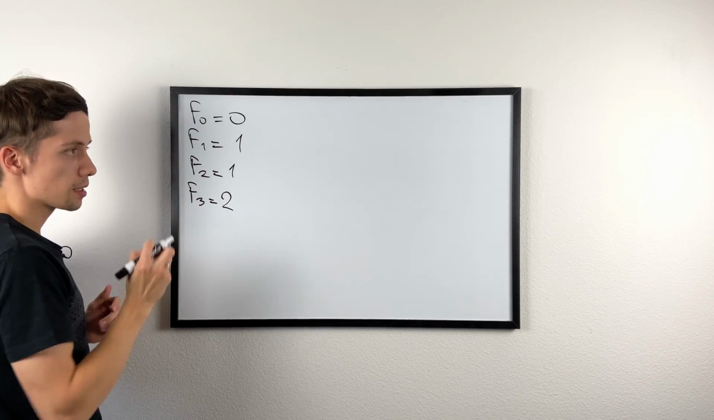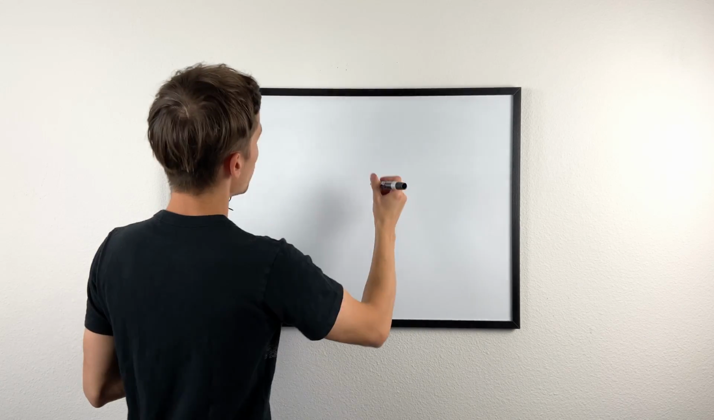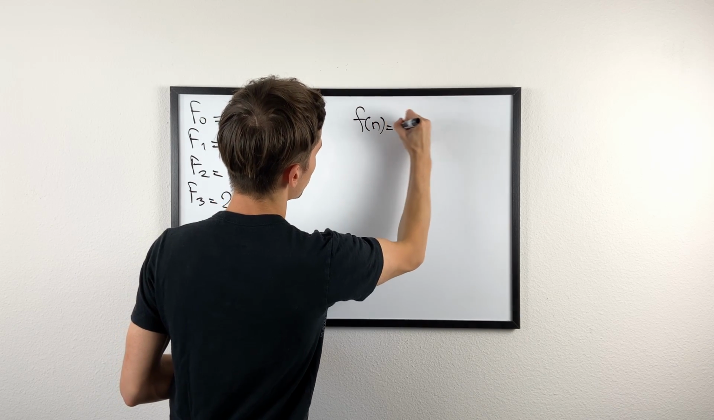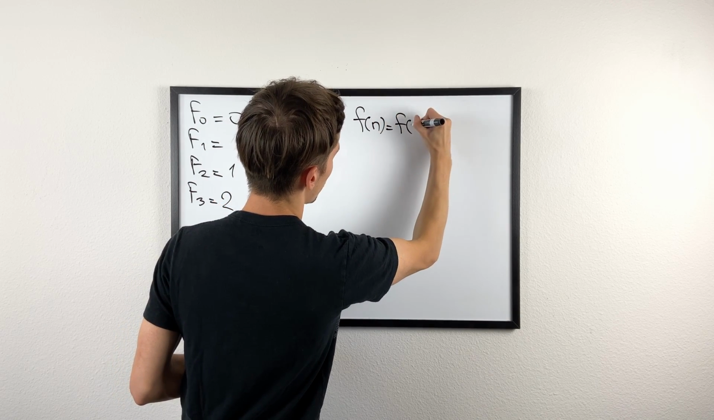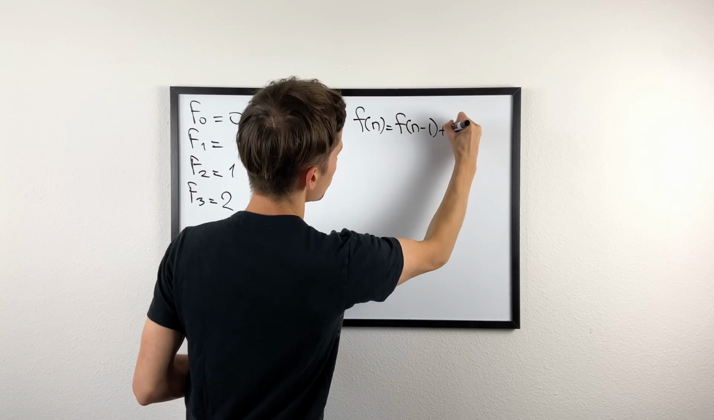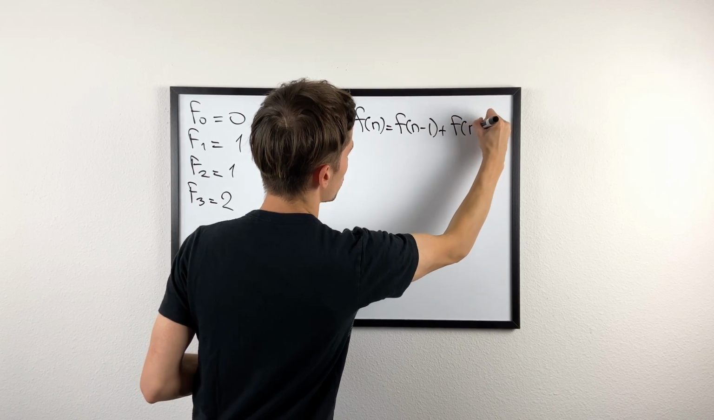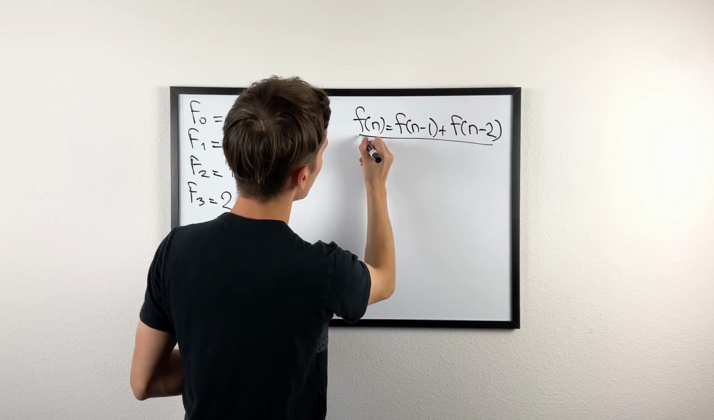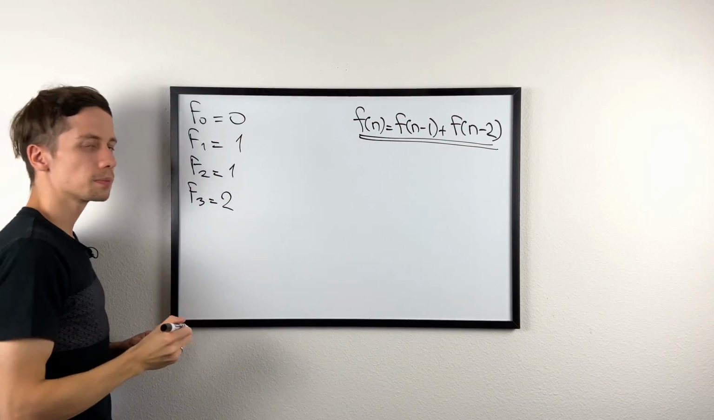We can generalize this to the following formula. Fibonacci number at position n equals Fibonacci number at position n minus 1 plus Fibonacci number at position n minus 2. And we will use this formula for our recursive algorithm.